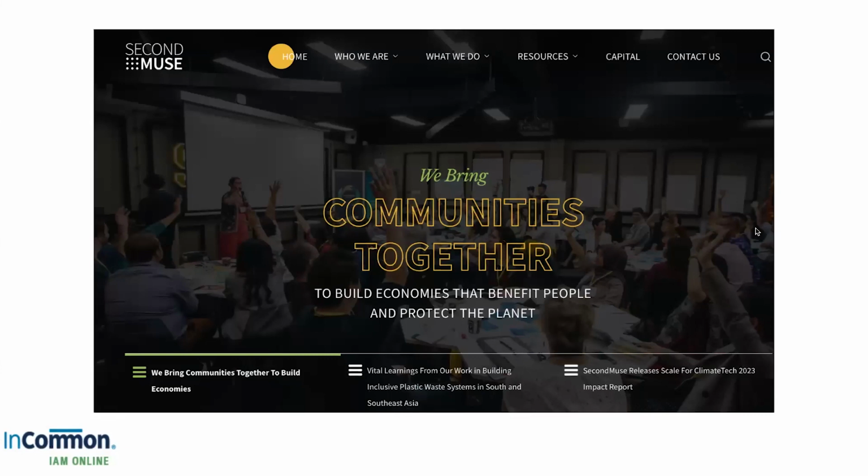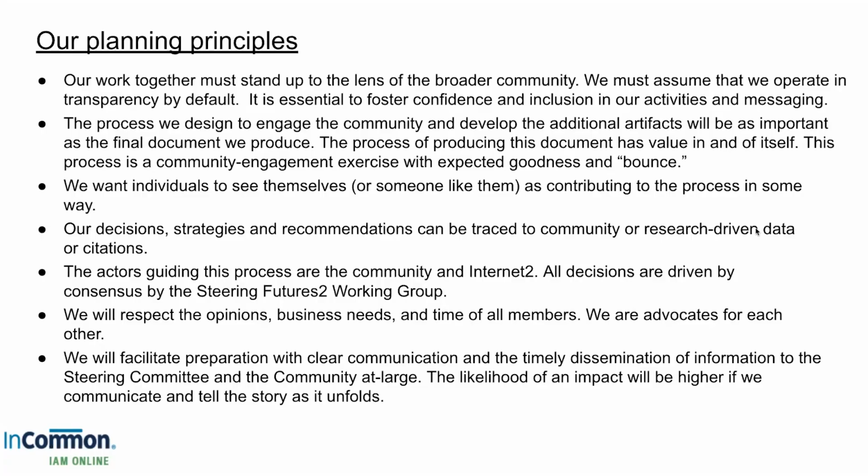I'm going to start way back at the very beginning, when we started the entire Futures2 project. Through relationships that Gene had before coming to Internet2, we were able to identify a fabulous partner to help us with this planning exercise called Second Muse. They were outstanding to work with. They developed a really good process. The processes were very professionally run. I was and remain amazed at how quickly they understood the complexity of what we do, how we do it, the community we serve, et cetera. They really were excellent to work with.